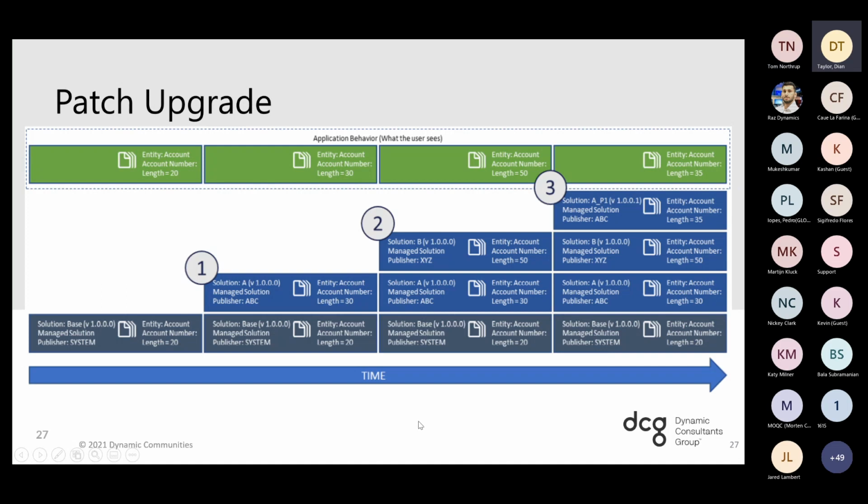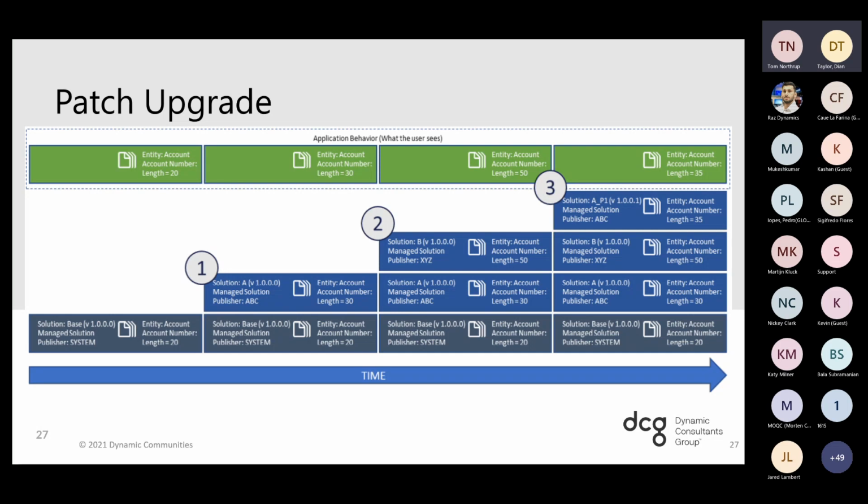So here's the example again. So solution A gets imported, length of 30. Solution B is imported with length of 50 because it's on top of A. The user sees 50. If they take solution A and they rename it A_P1, boom, it's a whole new managed solution layer.